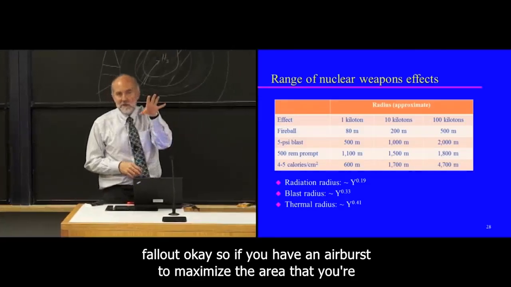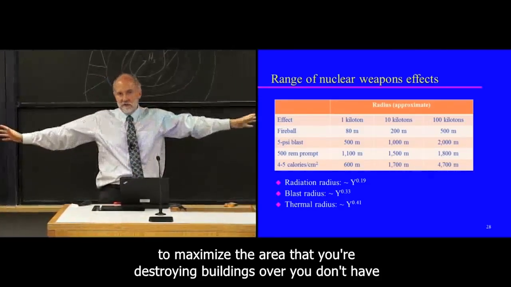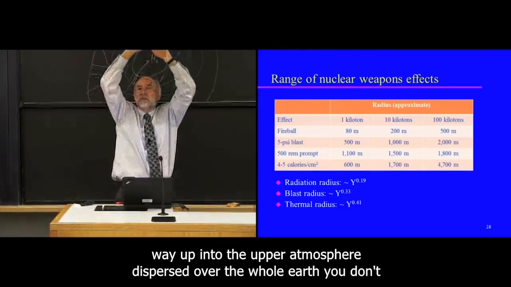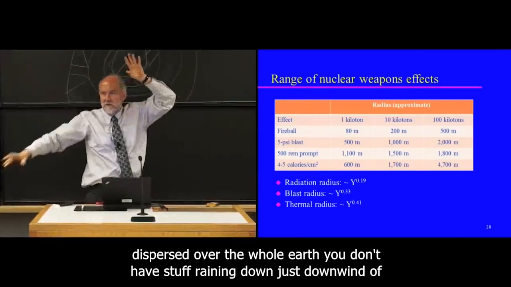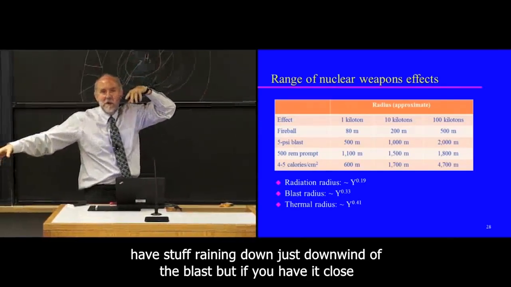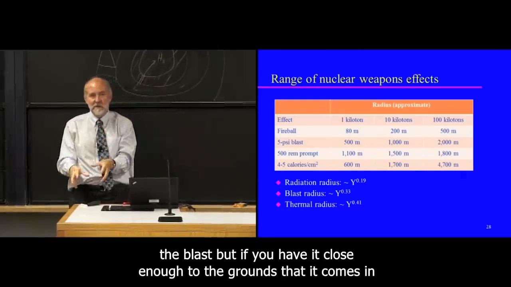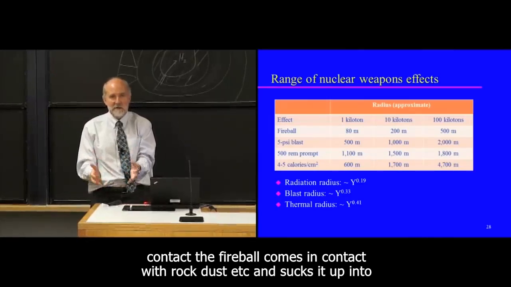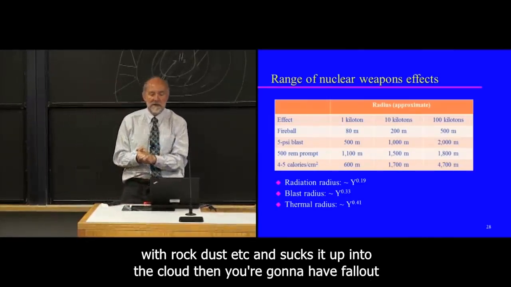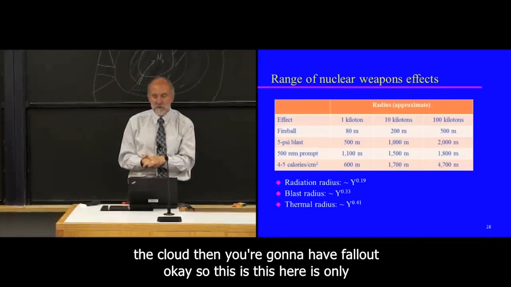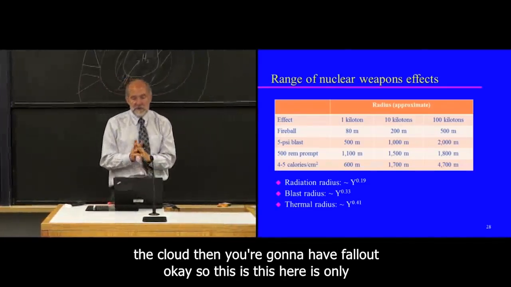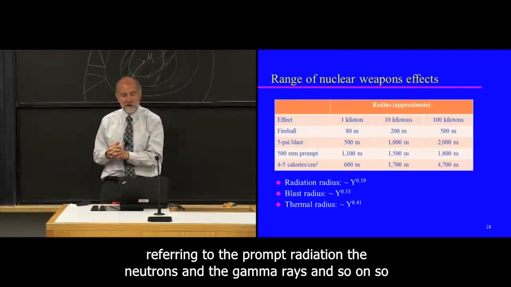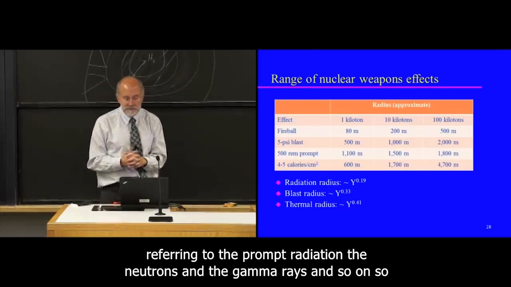So if you have an airburst to maximize the area that you're destroying buildings over, you don't have fallout. There, the fission products go way up into the upper atmosphere and disperse over the whole Earth. You don't have stuff raining down just downwind of the blast. But if you have it close enough to the ground so that the fireball comes in contact with rock, dust, etc., and sucks it up into the cloud, then you're going to have fallout. Okay. So this here is only referring to the prompt radiation, the neutrons and the gamma rays and so on.